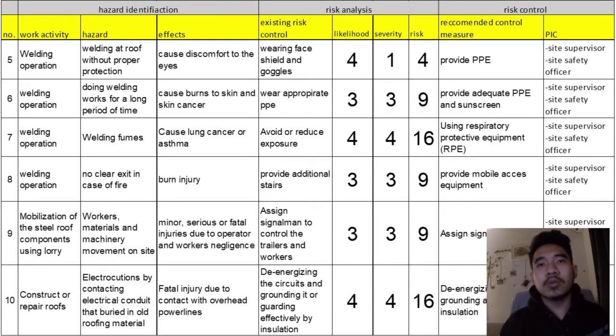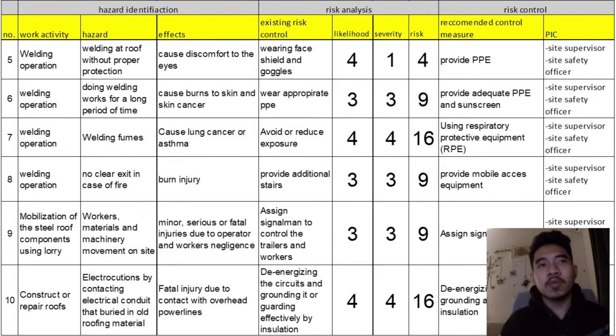The recommended control measure is to provide mobile access equipment, something like a skylift, because stairs are not really stable, but skylifts are much more stable. The person in charge is the site supervisor and site safety officer.